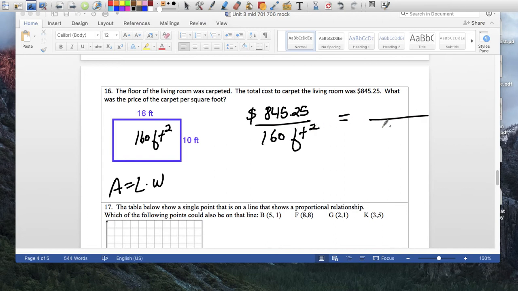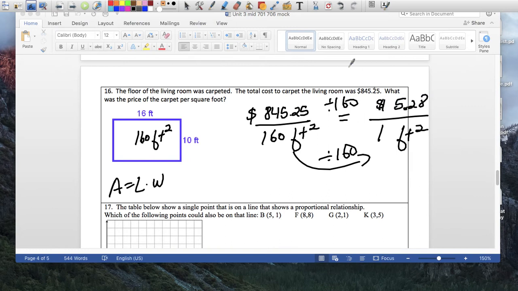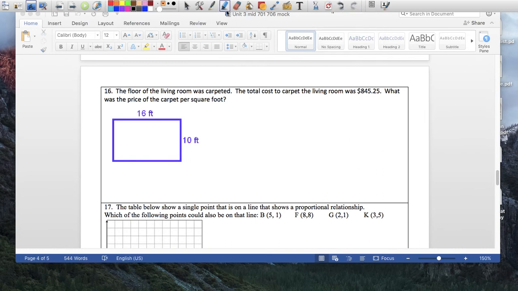Now, if I want to know how much it costs for 1 square foot, I divide the top by 160. 845.25 divided by 160 equals $5.28 per square foot. So every square foot of that living room costs you $5.28.